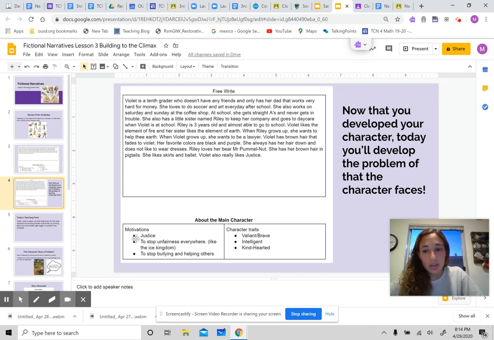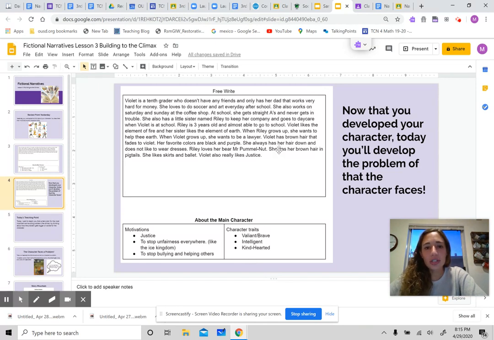So this character is motivated by a sense of justice, which I think is really cool, kind of like how superheroes really care about justice, to stop unfairness everywhere, like the Ice Kingdom. I bet I'll be learning about the Ice Kingdom later. To stop bullying and helping others. And here are some character traits, and I love how this student also knew that another word for brave, a bigger third grade word, would be valiant, intelligent, and kind-hearted.